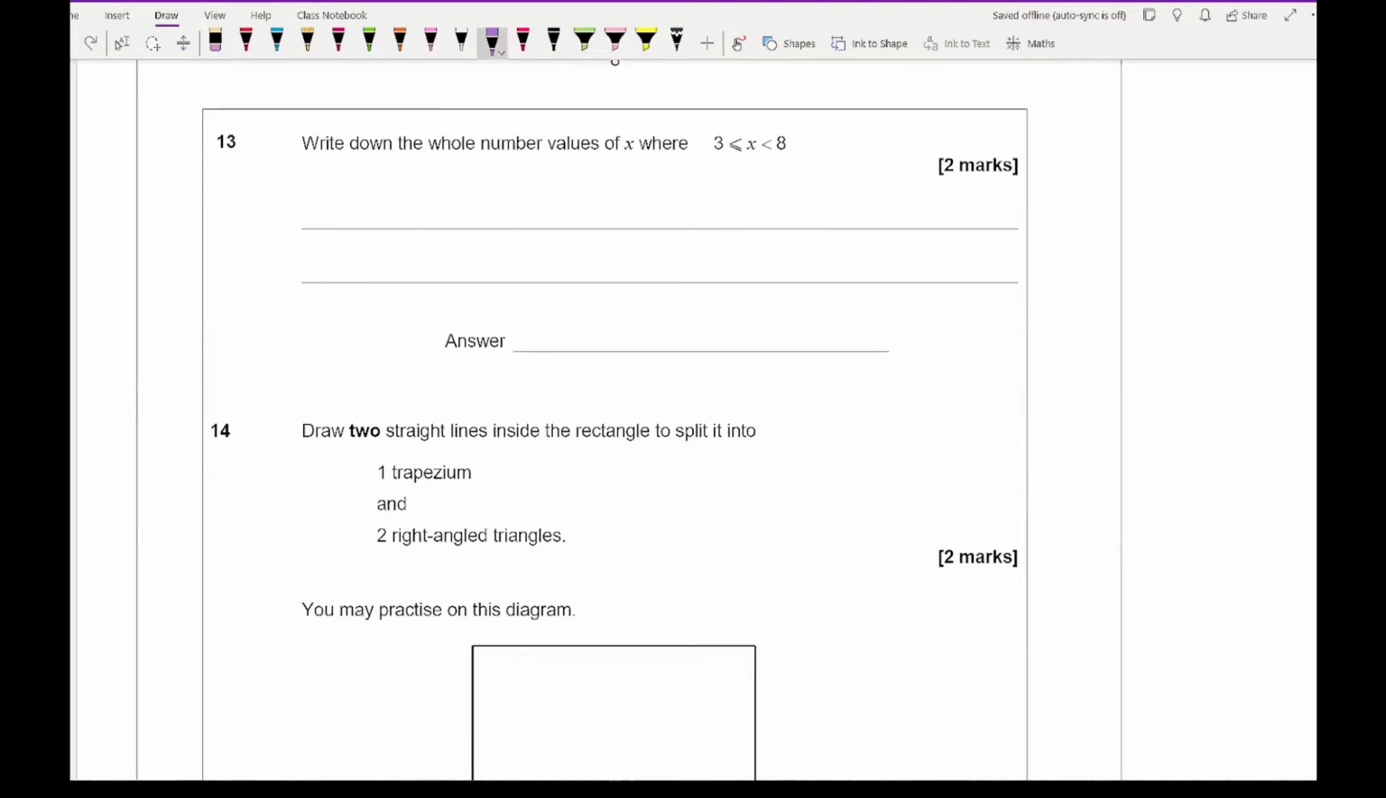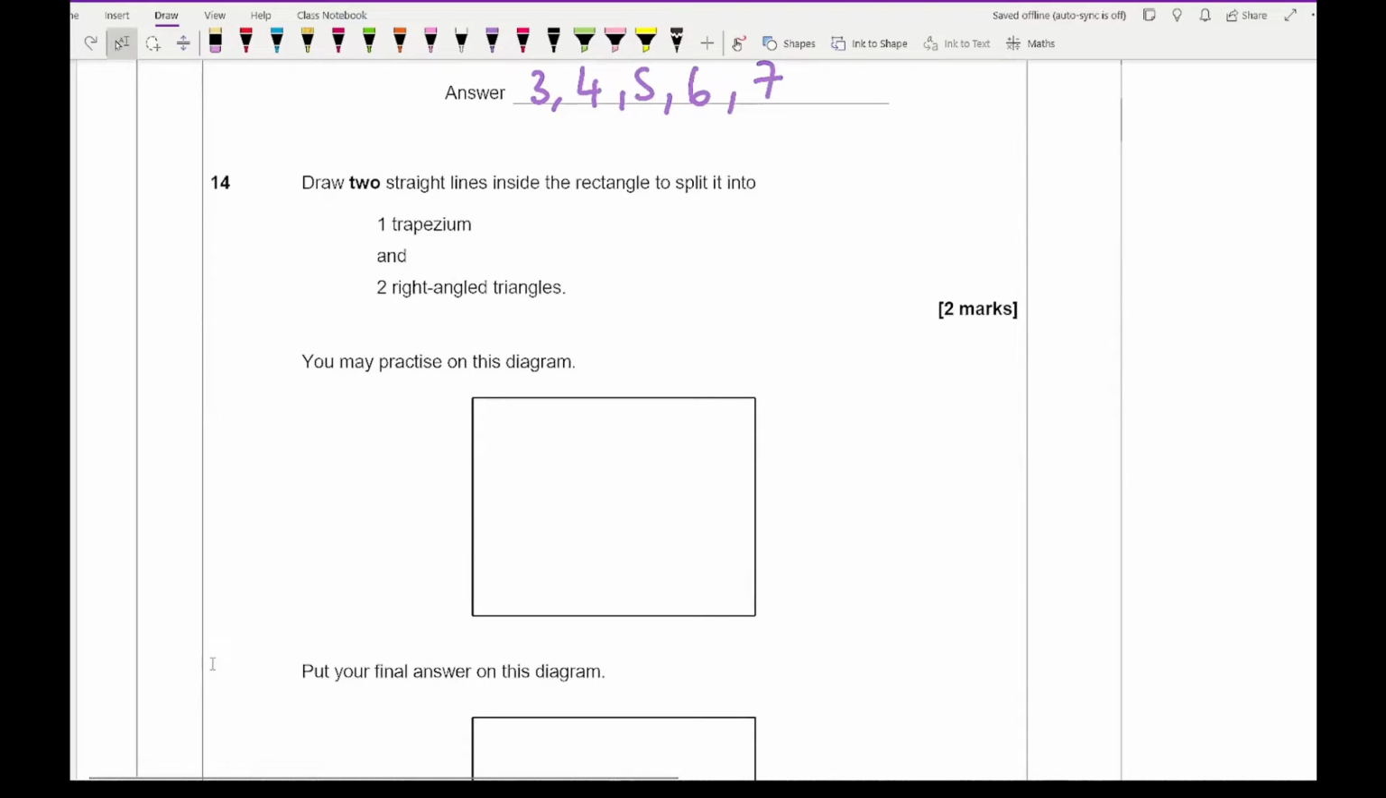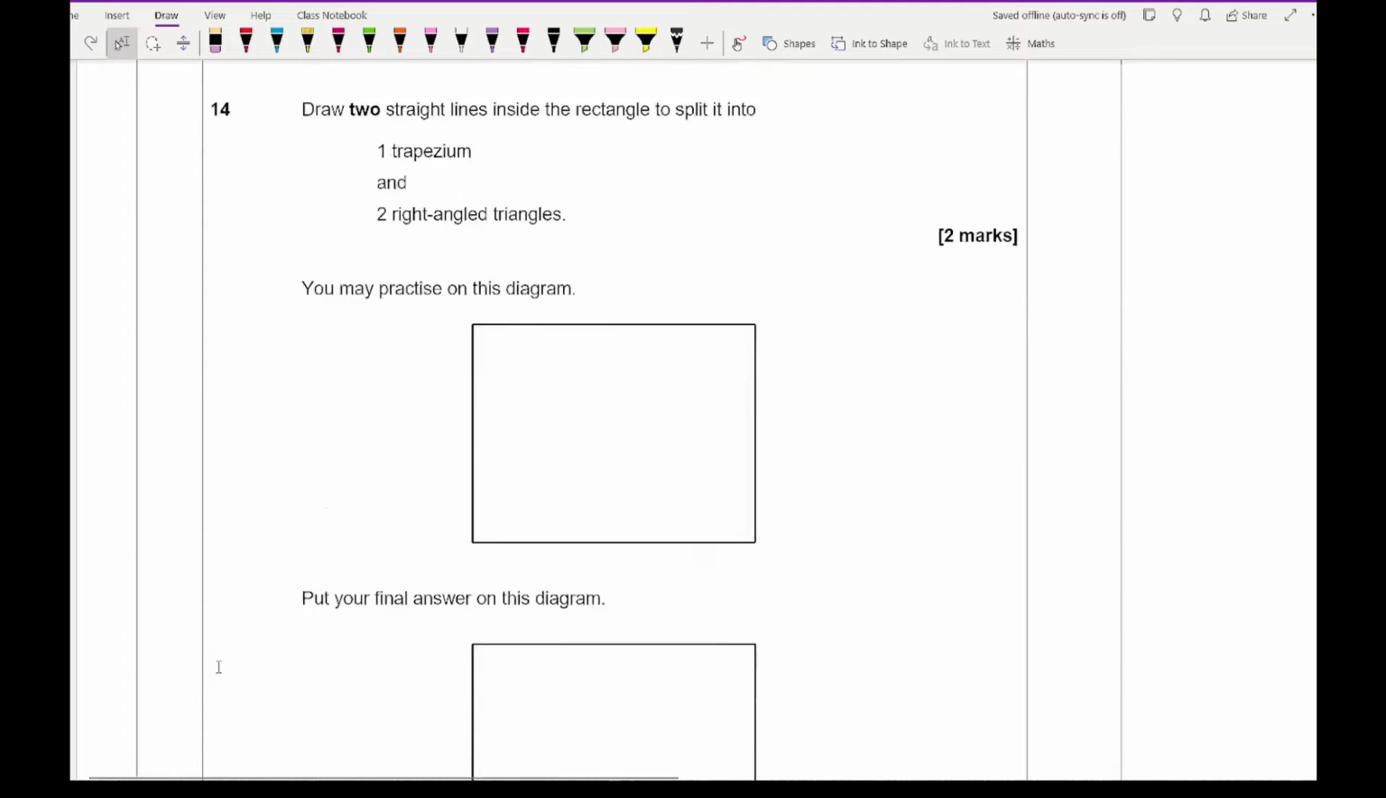So we're going to write down all the whole number values, all of them. So we're going to write 3, 4, 5, 6, and 7. For question 14, it says draw two straight lines inside a rectangle to split it into one trapezium and two right angles, and it's got practice.